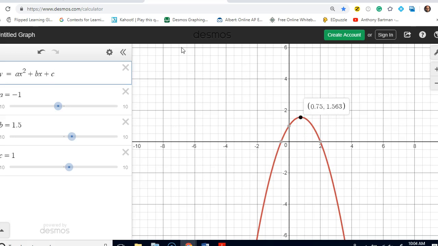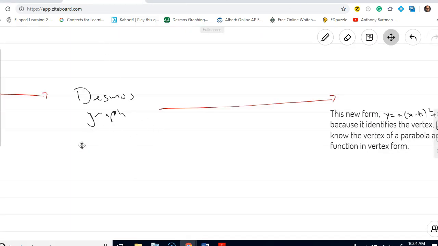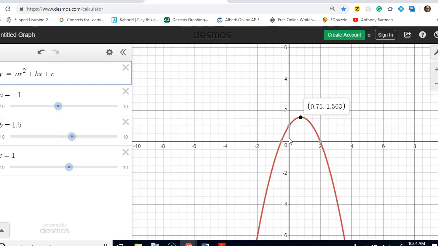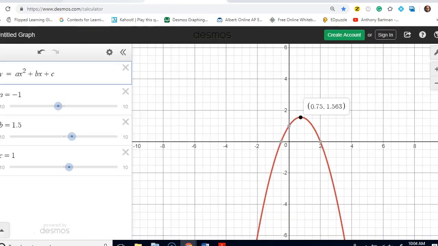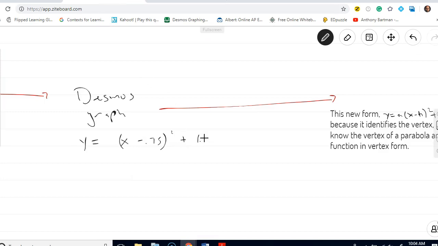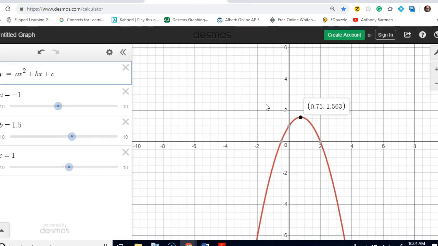So if we wanted to write this, we could say our equation could be y equals, and normally it would be x squared, x, and then as we went to the right, 0.75, so minus 0.75, squared, and then it went up. How many did it go up? It went up 1.563. So plus 1.563. Okay, so there's our equation for that. And now we know that there has to be a negative out in front.